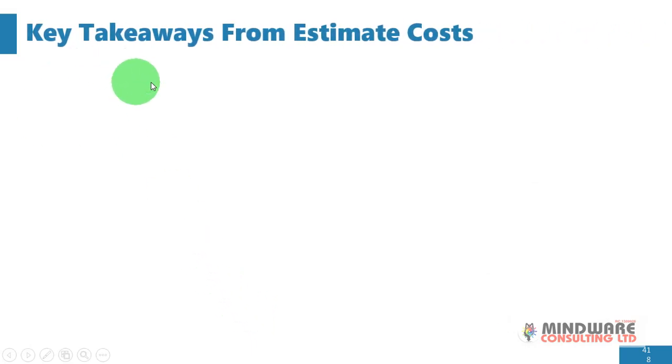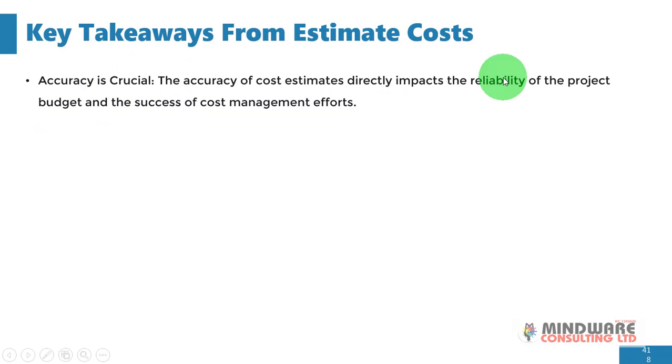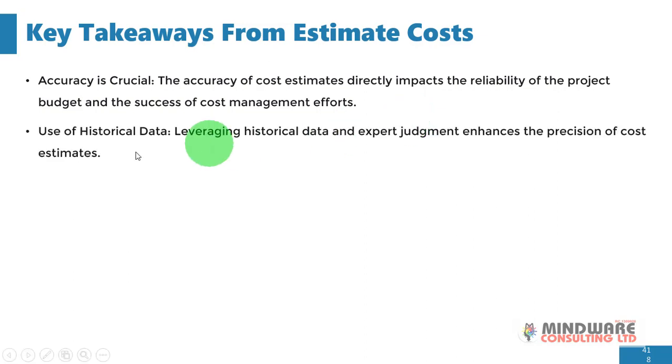So what are the key takeaways from estimate costs? Accuracy. Of course, when it comes to estimating costs, you cannot overemphasize the need for accuracy. Right? The accuracy of cost estimates directly impacts the reliability of the project budget and the success of cost management efforts. Okay, so accuracy is key when we're talking about estimating costs.